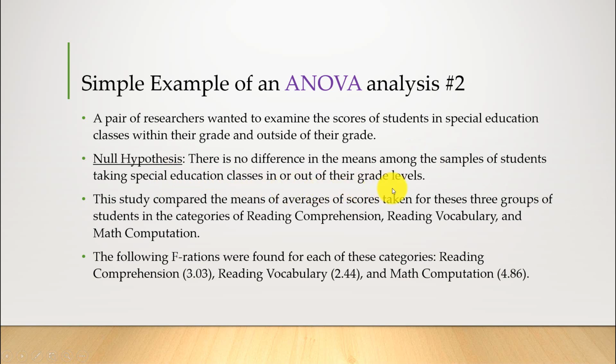Okay, so we have, you can see right there, a null hypothesis talking about no difference in means. So again, that's something that is the same as a t-test. Remember, with t-tests, we use the language no difference, and we're talking about means. It's the same thing here with ANOVAs. However, let's take a look at the next bullet point. This study compared the means of averages of scores taken for those 3 groups. Here we go, 3 groups of students in the categories of reading comprehension, reading vocabulary, and math computation.